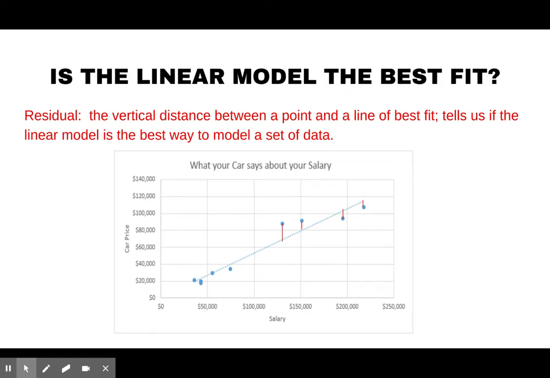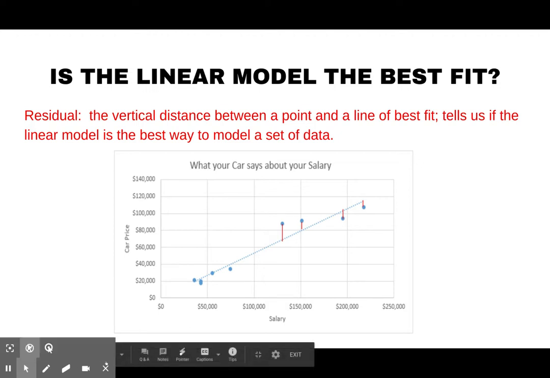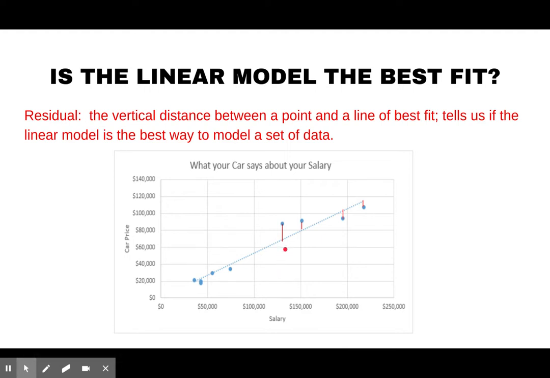So what we have to help us determine this is what we call the residual. And the residual is a measurement. It's a statistical measurement, and it simply means the vertical distance between a point and the line of best fit. So here is a point, and this red line here is the distance from the point to the line of best fit. All right, on these 4 points, I went ahead and drew one in for you. And this is what we call the residual. And the residual is what tells us if the linear model is the best way to model a set of data. So it's another measurement, and it's simply a measurement of distance.